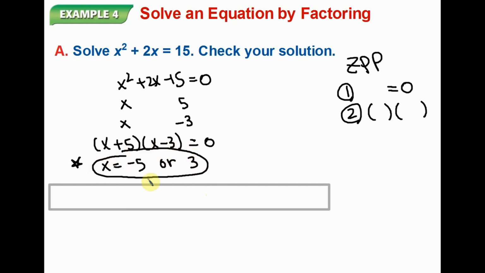In order to check, plug either number into your equation. So in this case, negative 5 squared is positive 25, and plus 2 times negative 5 is negative 10, and that has to equal 15, and that is actually true. If I plug in 3 times 3, that equals 9, and 2 times 3, I get 6. 9 plus 6 is also equal to 15, and that's how I know these two are truly my solutions.